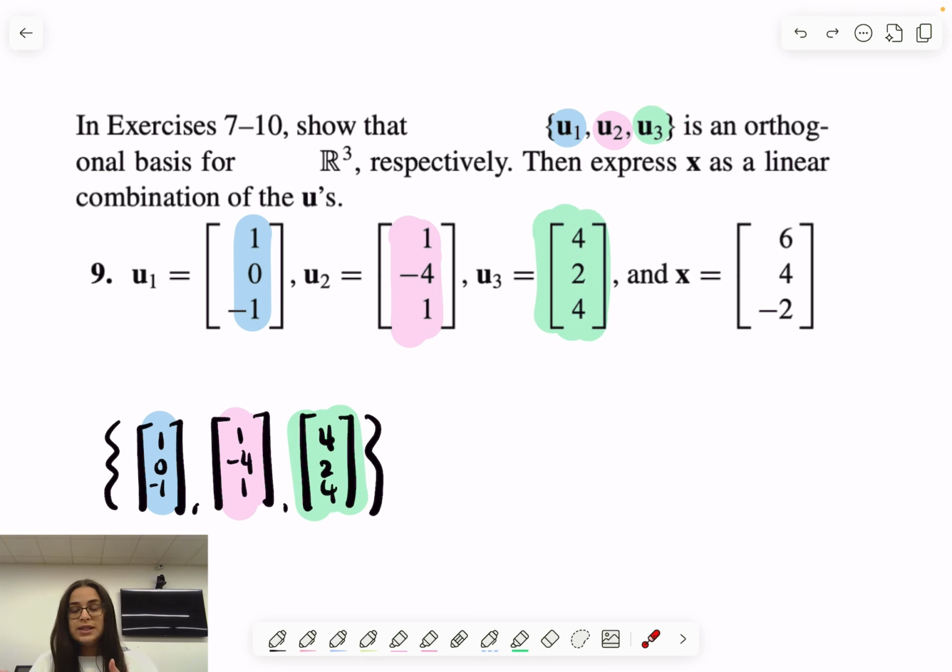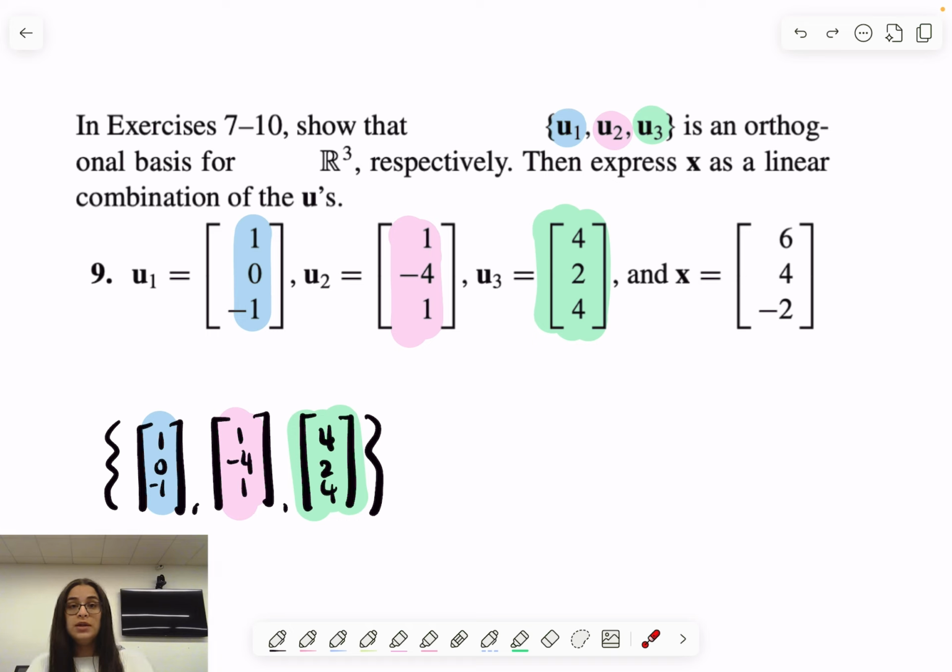Let's go step by step. First, we have to show that it's orthogonal. How do we know that a set is orthogonal? Well, that would mean that for every two vectors that I pick from that set, they should be orthogonal. Orthogonal means perpendicular, so they should all be perpendicular to each other no matter which I pick. So for every two vectors, we have to show that they're orthogonal.